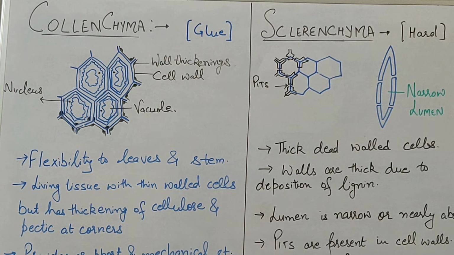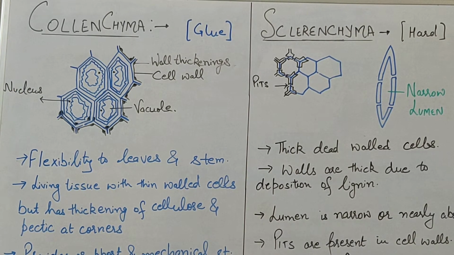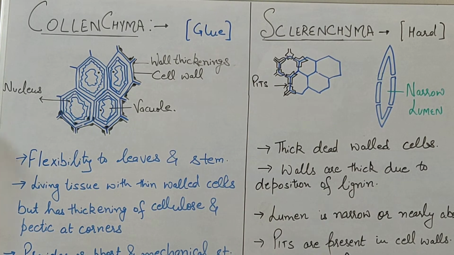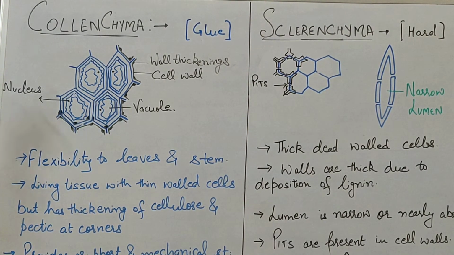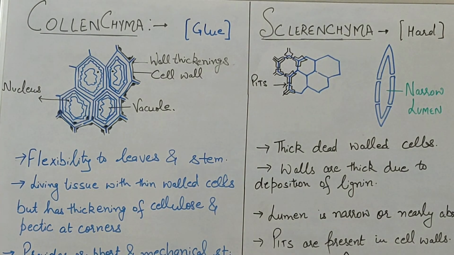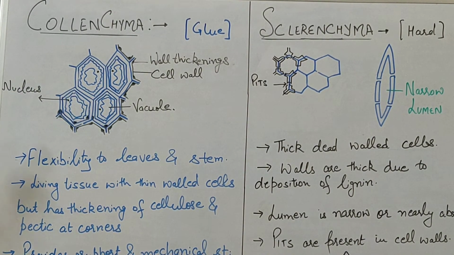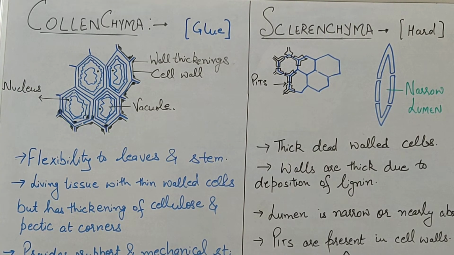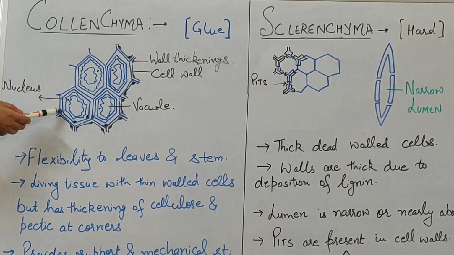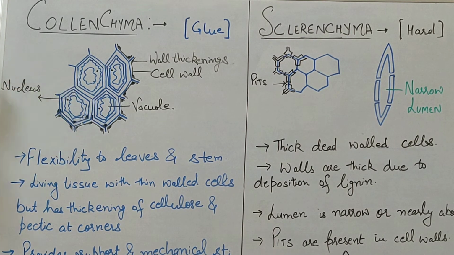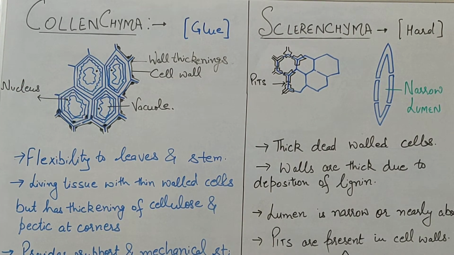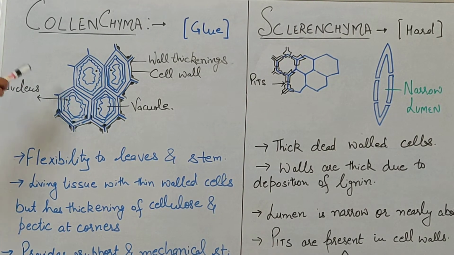When wind blows at a high speed, we can see that plants bend their shoots and leaves without breaking. That flexibility is provided by the collenchyma because they act as glue. Now let's discuss its features one by one. It consists of living tissue, as you can see. Cells in this tissue have nucleus and cytoplasm.